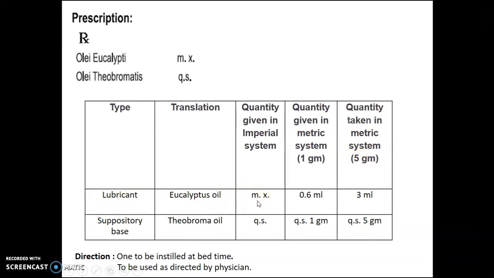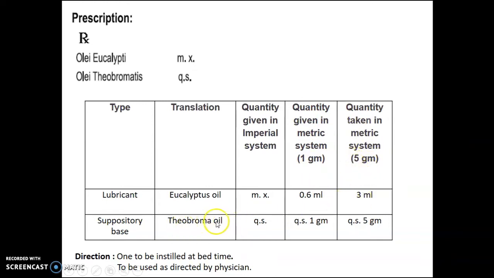The quantity given in the imperial system is minim X. 1 minim is equal to 0.06. X stands for Roman 10, so 0.06 into 10 is 0.6 ml. That should be the quantity given in the metric system. The quantity taken in the metric system should be 3 ml for preparing 5 gram. This quantity should be calculated with the help of the factor.